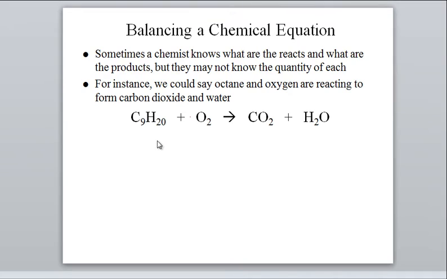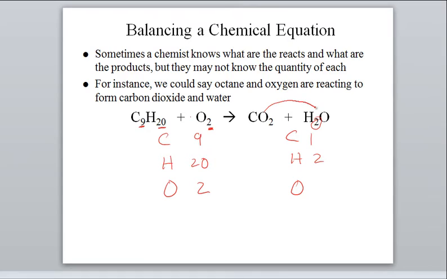If we look at the reactant side, there's carbon, there's hydrogen, and there's oxygen. On the reactant side, there's 9 carbons, there's 20 hydrogens, and there's 2 oxygens. On the product side, you should have the same type of atom, so there's carbon, there's hydrogen, and there's oxygen. There's 1 carbon, there's 2 hydrogens, and there's 3 oxygens.